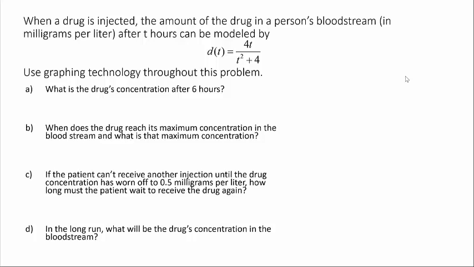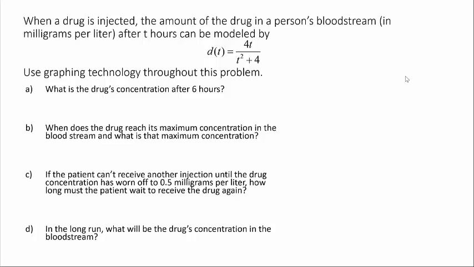The first question that we're asked is, what's the drug concentration after 6 hours? Okay, so we can certainly find that algebraically or graphically, right? So if t represents the number of hours, we would be finding d of 6 in this case, right? So we could do that algebraically. They are letting us use technology, so that's easy too. And so part B says, when does the drug reach its maximum concentration in the bloodstream, and what is the maximum concentration? So that tells me that we'll probably be seeing a maximum point. So we'll want to be looking for that maximum.